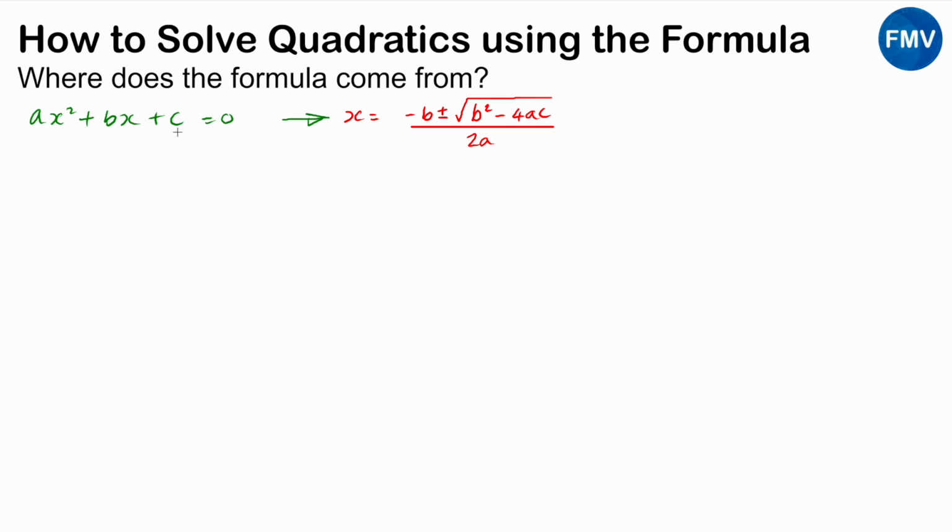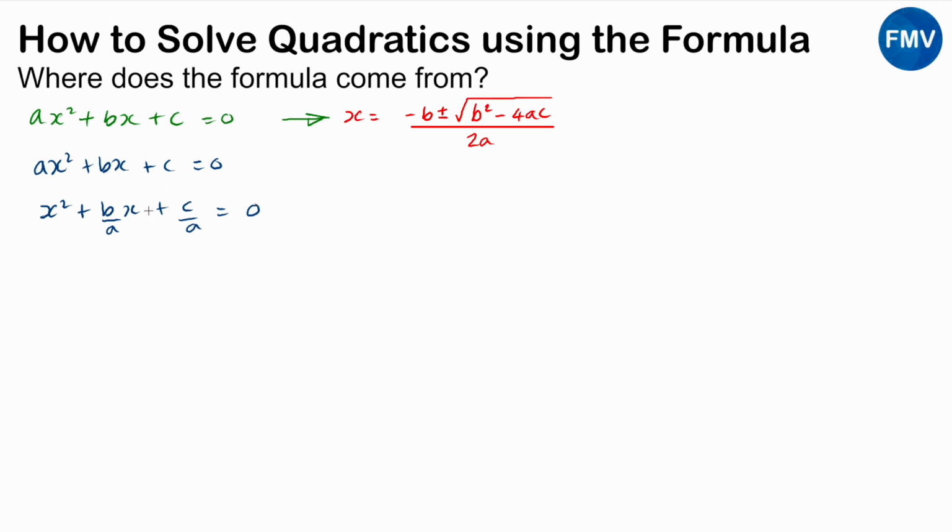So I'll start with the equation as it is. ax squared plus bx plus c equals 0. First thing we want to do is get rid of the coefficient of x squared, so we divide everything by a. So if I do that, I end up with x squared plus b over a x plus c over a. 0 divided by a is still 0, so I'll leave that there.